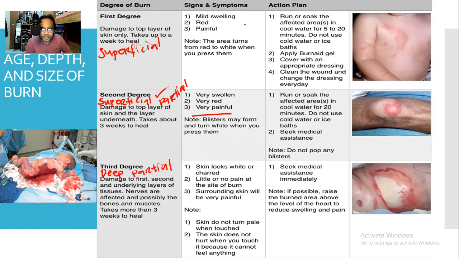Walang problema talaga sa first degree burn, no? So you just have to run or soak the affected areas in cool water for 5 to 20 minutes. Do not use cold water or ice baths. No, wag po. So tap water lang, no? Cool water, galing sa gripo. Because remember that if you're going to use cold water or ice baths, mag-vasoconstrict yung ating mga blood vessels dyan. Okay? And cover with an appropriate dressing, clean the wound, and change the dressing every day. And you also have here the action plan for your second and third degree burn.